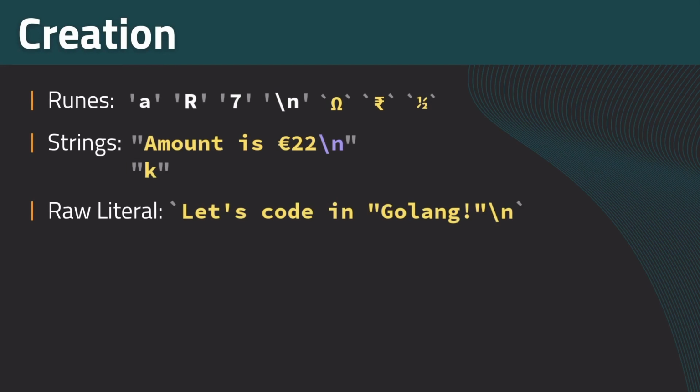Let's take a look at how to create some runes. So to create runes in code, you surround the rune that you want to make with single quotes. So here we're creating a rune A, rune R, and rune 7. You'll see also that we can create an omega symbol, a rupee symbol, and a 1/2 symbol. Instead of using single quotes like we're using here, we're using backticks. The backtick symbol is next to the number 1 on your keyboard, and you'll need to use it whenever you're trying to type a symbol that isn't present on your keyboard.